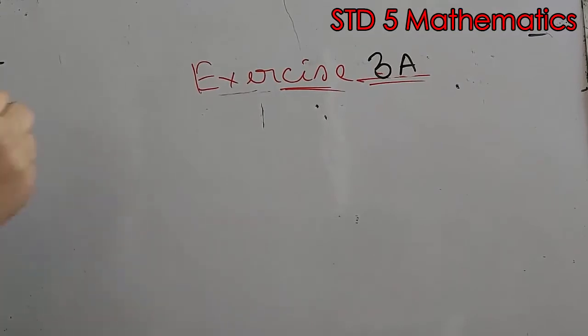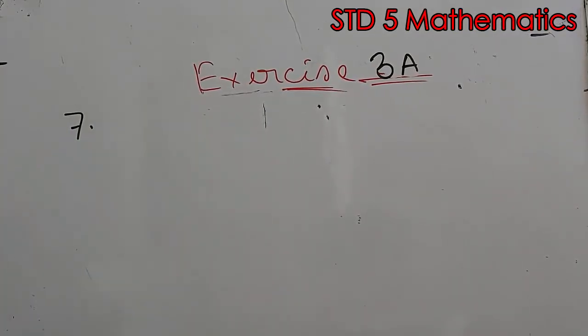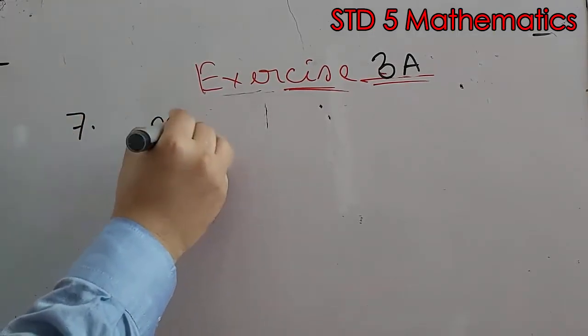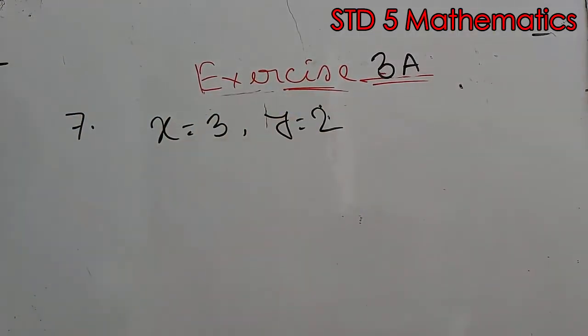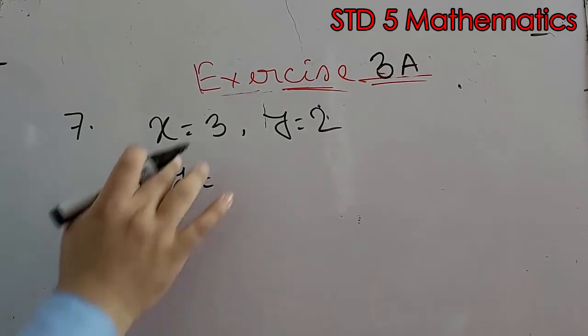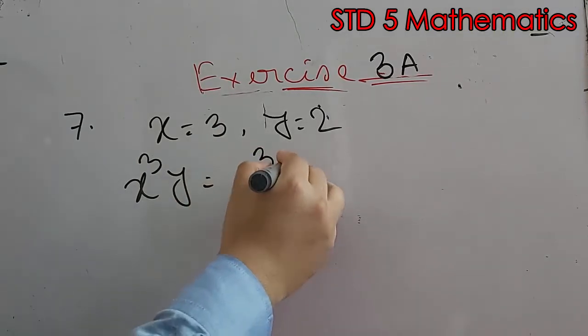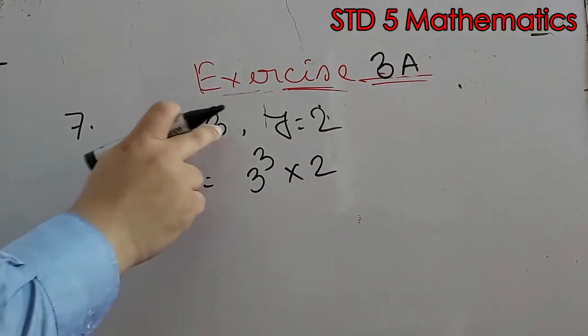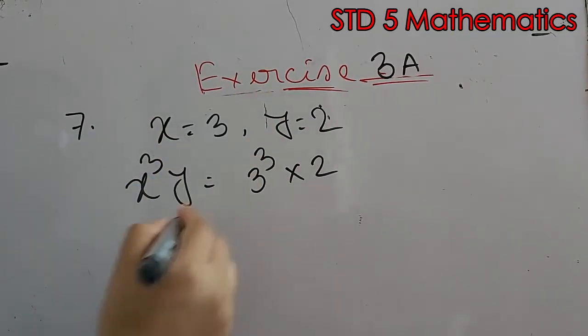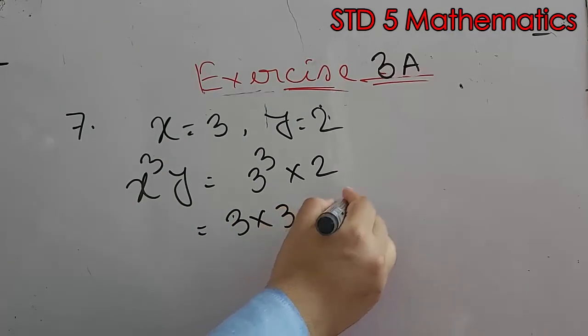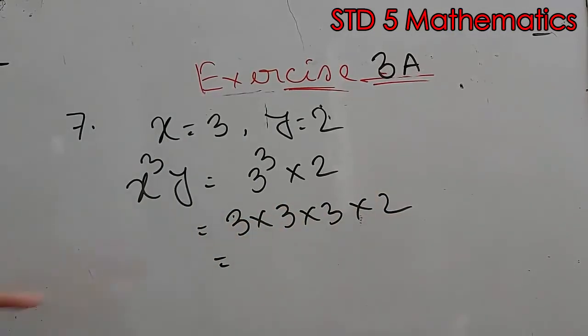Now, number 7. Number 7 says, find the value of x cube y when x equals 3, y equals 2. We have to find out the value of x cube y. If we put now the value of x in that algebraic expression, that will be 3 cube into y, that means 2. 3 cube means 3 into 3 into 3 into 2. So we can say 3, 3 is 9, 3 9s are 27, 27 into 2, that is 54. So 54 will be the answer of number 7.